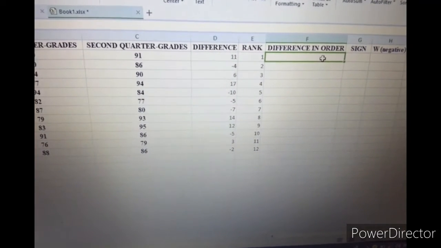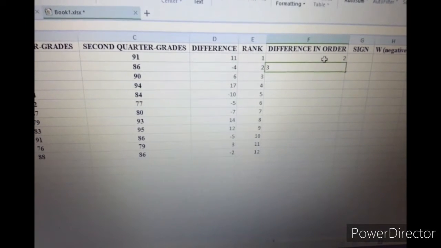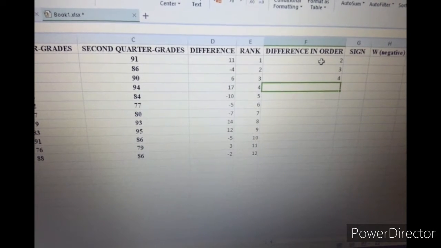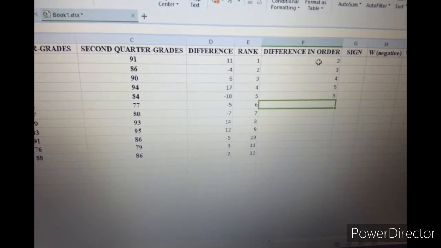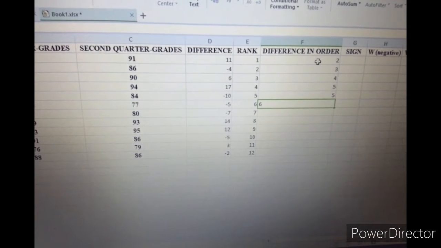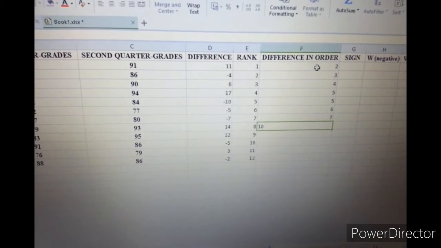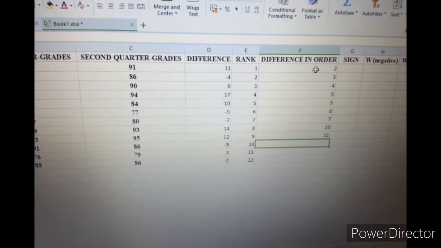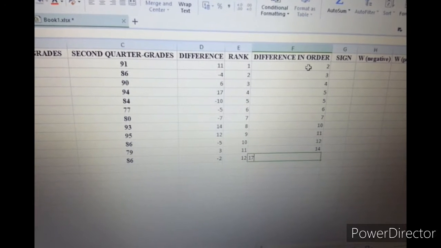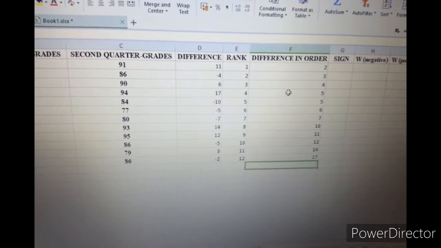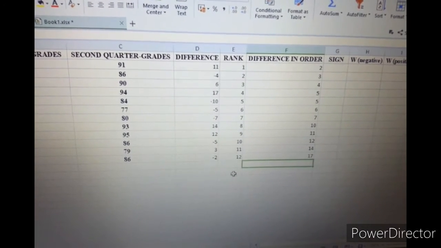In placing the differences in order, we need to ignore the sign for the rank order. So next is 2 and 3, 4. Then we have two tied values, 5, 5. Next is 6, then 7, next is 10, then 11, 12, 14, and the last is 17. So these differences in order are all positive because we ignore their signs.